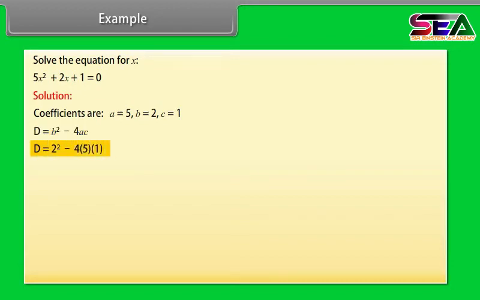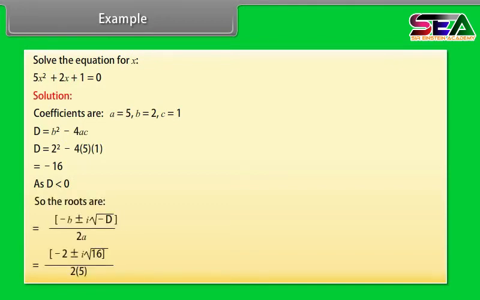D is equal to 2 square minus 4 into 5 into 1 is equal to minus 16. As D is less than 0, so the roots are x is equal to minus 2 plus or minus iota under root 16 by 2 into 5 is equal to minus 2 plus or minus 4 iota by 10. On solving, we get x is equal to minus 0.2 plus or minus 0.4 iota.